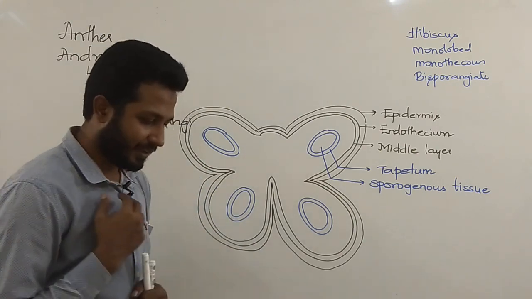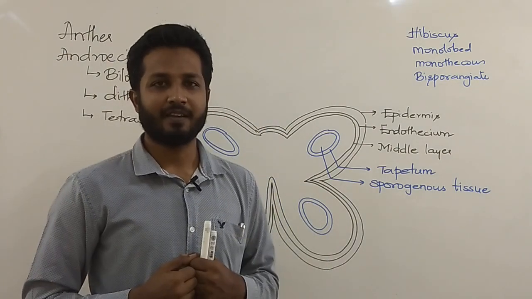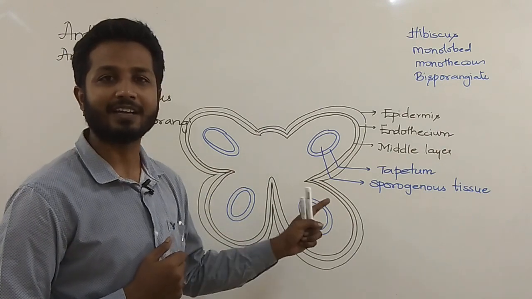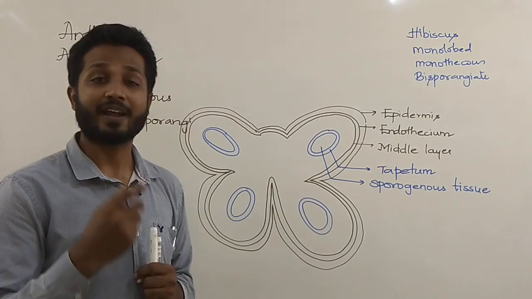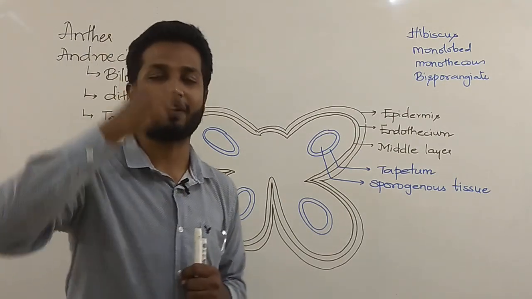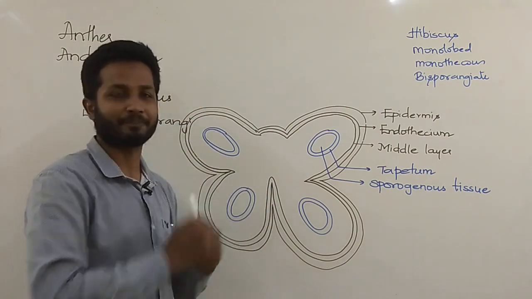See, gametophyte means what? Gamete carrying body. The anther is a spore carrying body, so we call it a sporangium, a spore carrying bag. Whereas the pollen carrying bag is the pollen grain. So the pollen grain is the gametophyte, and the anther is the sporangium.